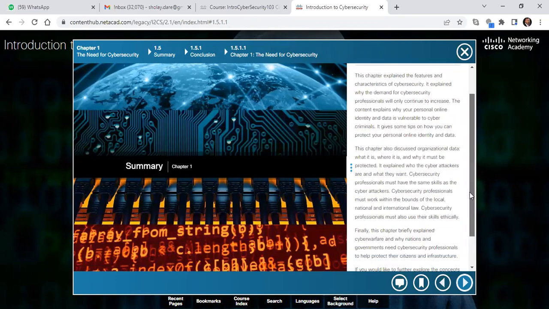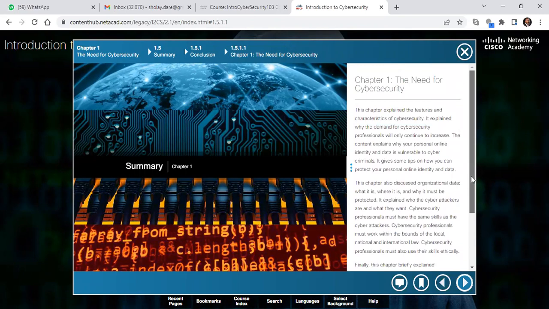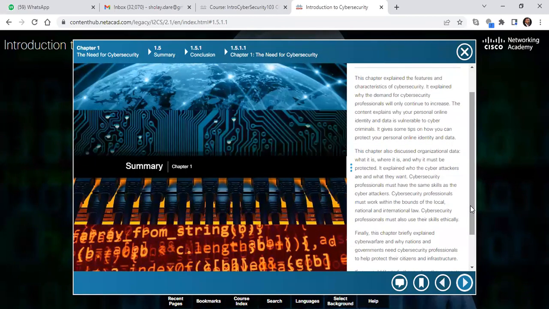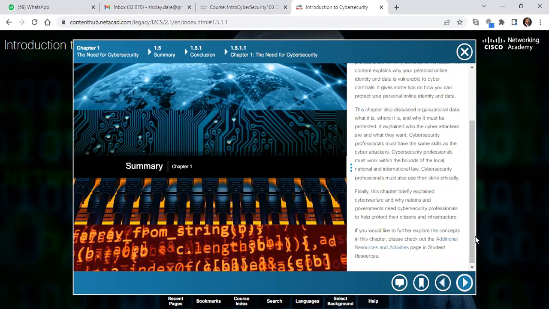That is the end of chapter 1. That's everything you need to know about chapter 1. This is the summary of what you've learned. This chapter explained the features and characteristics of cybersecurity. It explained why the demand for cybersecurity professionals will only continue to increase. It explains why your personal online identity and data are vulnerable to cyber criminals, and gives some tips on how you can protect them. This chapter also discussed organizational data, what it is, where it is, and why it must be protected.